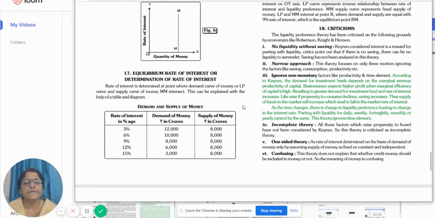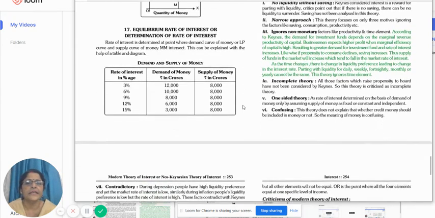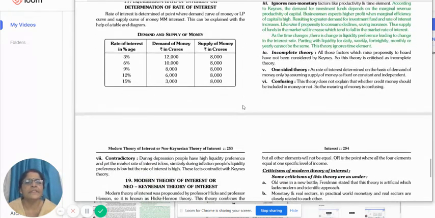The fifth criticism faced by this theory is that it is considered to be a one-sided theory, as the rate of interest is determined on the basis of demand for money only, by assuming the supply of money as fixed or constant and independent. And the sixth criticism faced by this theory is that it is considered to be confusing. This theory does not explain whether credit money should be included in money or not. So the meaning of money is confusing here.